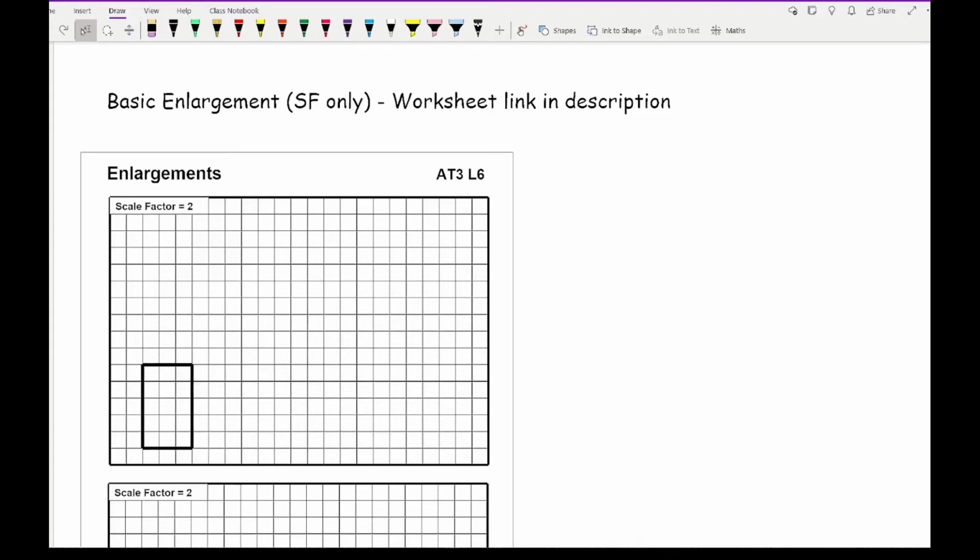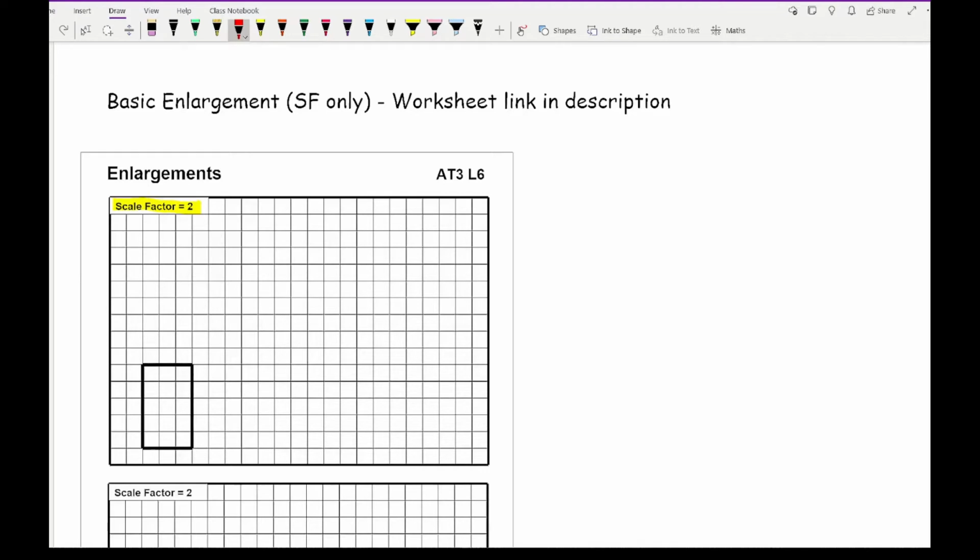So for this particular question, I need to enlarge this rectangle by a scale factor of 2. So in other words, I need to make this rectangle twice as big. Now, one piece of advice, there is no center of enlargement. If you're not too sure about what center of enlargement means, basically, if you're not given a center of enlargement or a dot, then you can draw this enlarged shape absolutely any way you want.